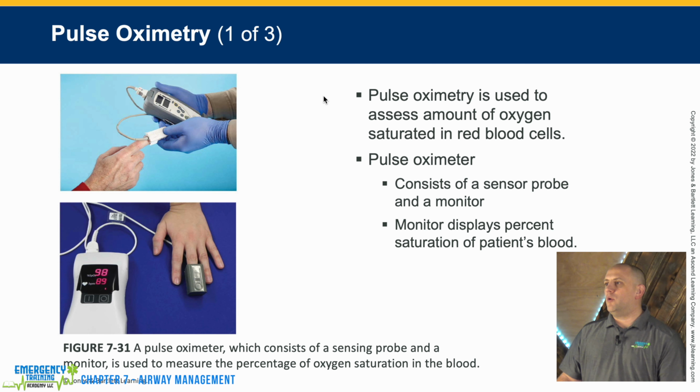Any patient that we are going to be giving supplemental oxygen to, hopefully we are checking a pulse oximetry reading for these patients, definitely while we are giving them oxygen. Our pulse oximeters are used to look at the saturation of oxygen on the red blood cells. There is a sensing probe and a monitor. Sometimes these will come separately.